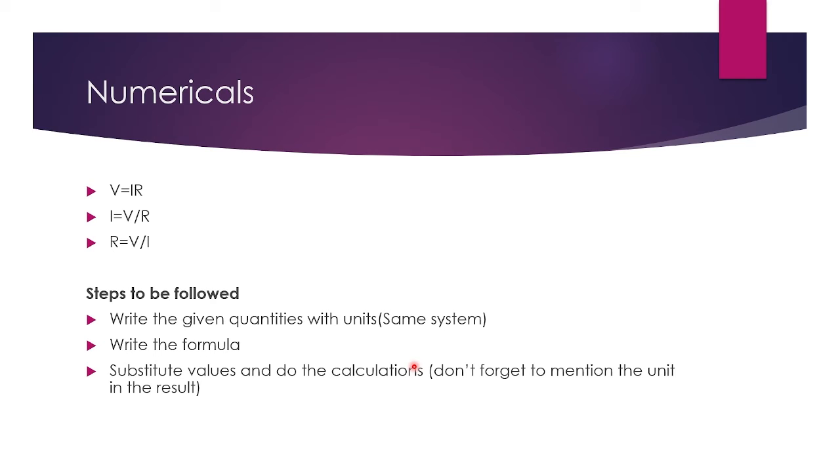For numericals, the steps to be followed remain the same as for any numerical in physics. Number 1, you have to write down the given quantities in the same system of units. What do we mean by that? Suppose we are following the SI system, for example, if I is in ampere, V should be in volt. If I is in milliampere, first we have to convert that into ampere. So we have to keep the system the same. Second step is to write down the formula, and the third step is substituting the values and then doing the calculation. And please don't forget to mention the unit in the result.